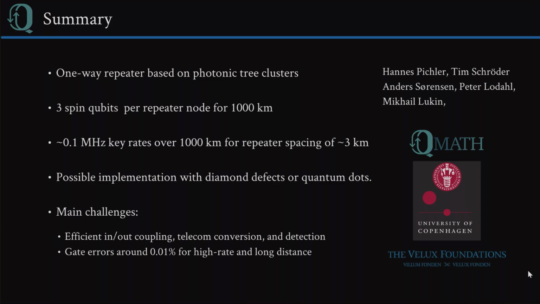And then, as with all of these one-way repeaters, the gate errors that we need have to be down on the order of 0.01%, basically. We can increase it a bit, and depending on how far you want to go, that changes it. But that's the order of magnitude. So this is what we need. The nice thing here is that the number of gates that we need to do for the encoding is just one two-qubit gate.